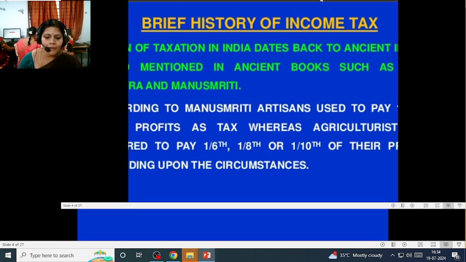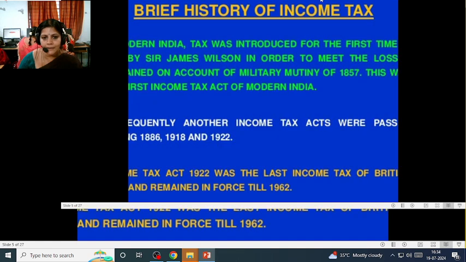Now we are going to see the basic history of income tax. Income taxes date back to ancient times, which is mentioned in the books Manusmriti and Arthashastra. In Manusmriti, artisans used to pay part of their profit as tax, whereas agriculturalists were required to pay one sixth, one eighth or one tenth of their profit, depending upon the circumstances.